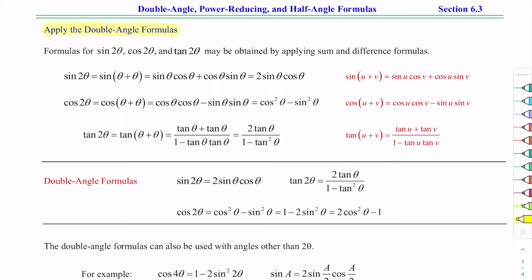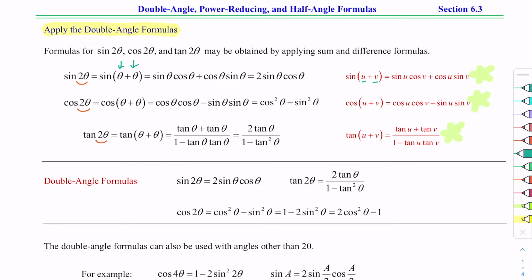And what we mean by double angle is the sine of twice theta, the cosine of twice theta, or the tangent of twice theta. You could think of the sum and difference formulas that we had for each of these trig functions, where now u and v are the same angle. So you could think of it like that.